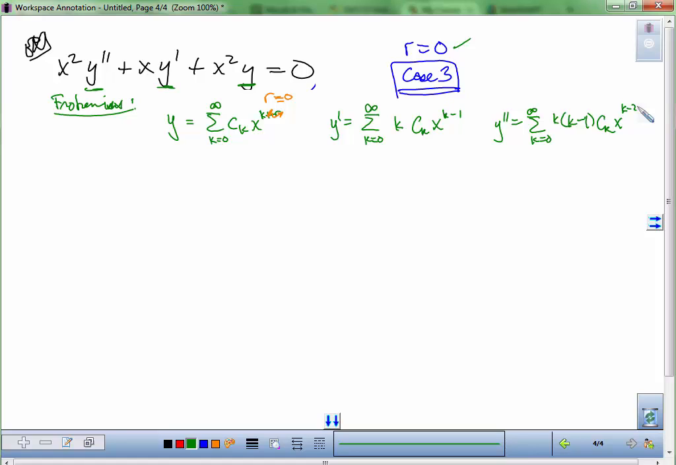All right, so we'll put them in here. We have an x squared multiplying the y double prime. The x squared being multiplied here will just give us an x to the k power. So I'll just put that together. You get k minus 1, ck, x to the k power.